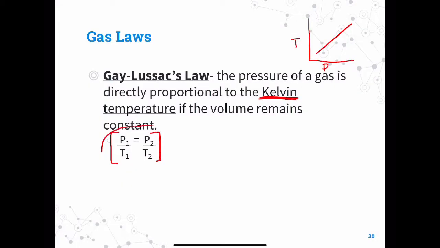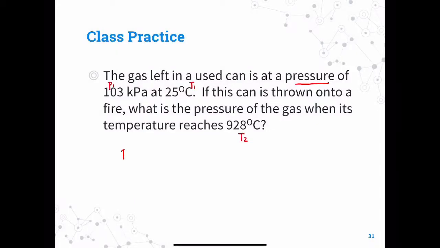Again, we're going to use this formula: P1 over T1 equals P2 over T2. We're going to plug in that first pressure, 103 kPa, and then the temperature, but we're going to need to convert that to Kelvin. So 25 plus 273 is 298 Kelvin.